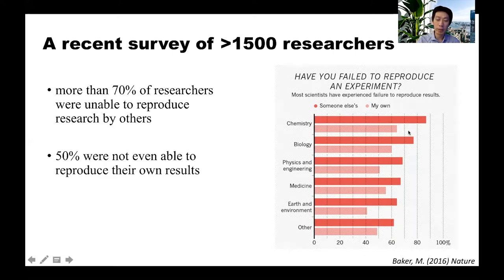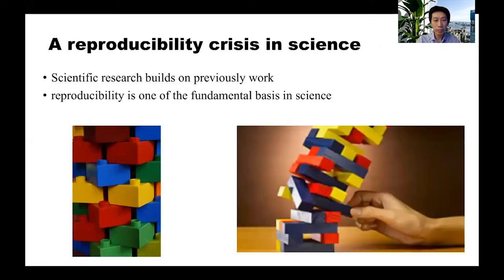Here's the graph that shows more details of the results. The results vary by discipline, but generally it's on average 70% and 50%. This is a very surprising result. I think this represents a reproducibility crisis in science. We all know that scientific research builds on previous work, and we want the previous work to be solid. It can be reproducible, it can be tested, it can be proven to be right or wrong. But if a research is not reproducible, that will definitely affect all the following work that tries to repeat it or cite it. I would think that reproducibility is one of the fundamental basics in science. Without reproducibility, science would be dramatically affected.